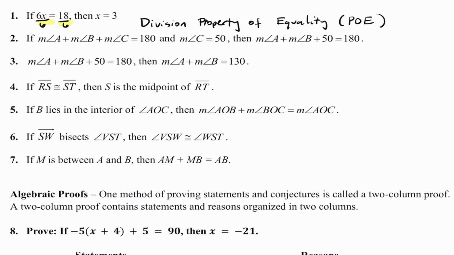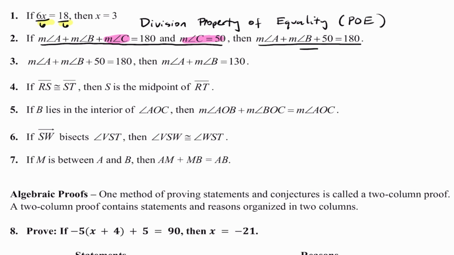Number 2, if measure angle A plus measure angle B plus measure angle C is 180 and measure angle C is 50, then the measure of angle A plus the measure angle B plus 50 equals 180. Remember what I said about the hypothesis. You will assume that the hypothesis is true. Then you're going to provide a reason that will lead us to the conclusion. We can see that the measure angle C has a number. Here's measure angle C, and the measure angle C is 50.